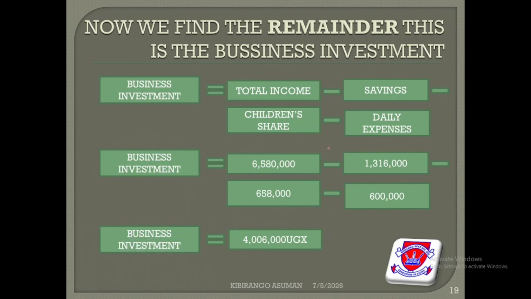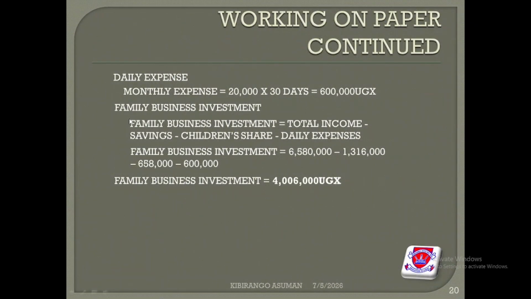From all the calculations, we have finished answering item 1, which says that the business investment is 4,006,000. Working it on paper will be like: family business investment equals total income minus savings minus children's share minus daily expenses, and we have finished working out all of these.